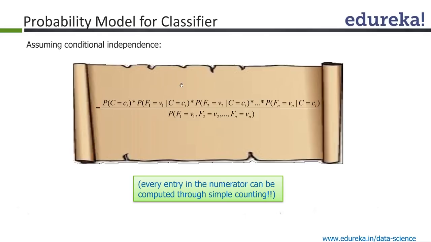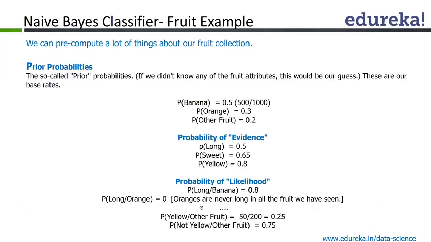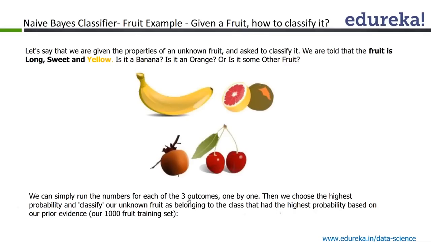And similarly, you will compute probability that not long given banana, probability that not long given orange, and given other fruit, and so on. Okay, so you compute the probabilities of individual feature values given the class label. That's what you compute here, a list of all possible likelihood functions. Now if we are given a data point which tells you that it is long, it is sweet, and it is yellow, now you want to predict the class label for that particular fruit.